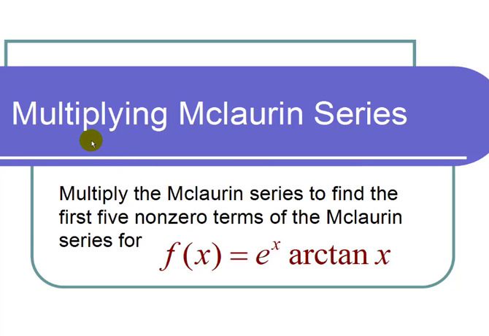This is a video on multiplying Maclaurin series. The question states, multiply the Maclaurin series to find the first 5 non-zero terms of the Maclaurin series for f of x is equal to e to the x times the arctangent of x.